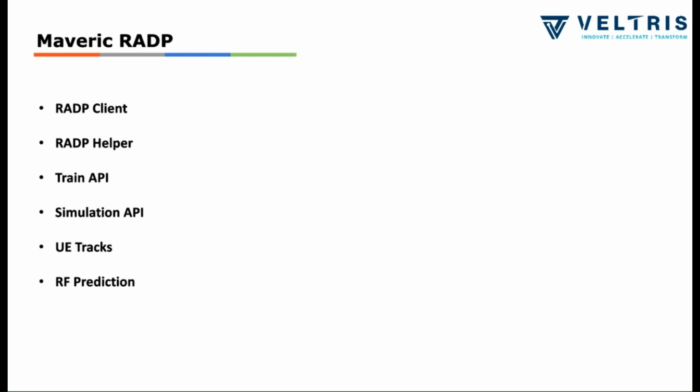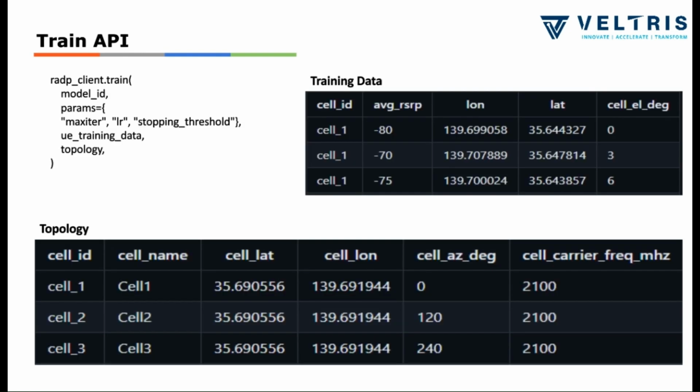Let us look into the train API. Train API allows a user to train a new RF digital twin model. It takes in model ID, training parameters, and it takes in UE training data and topology as input. The model ID is an ID which will be used to reference this model in subsequent calls to simulation APIs.